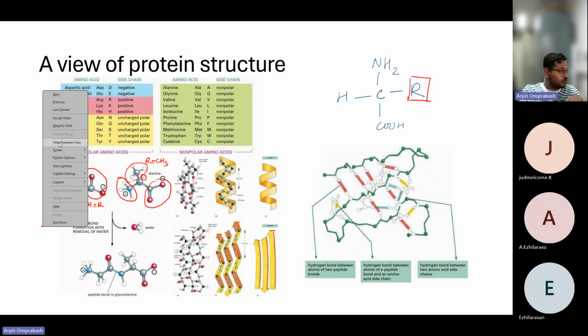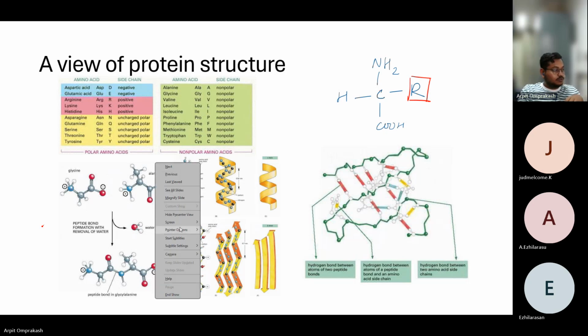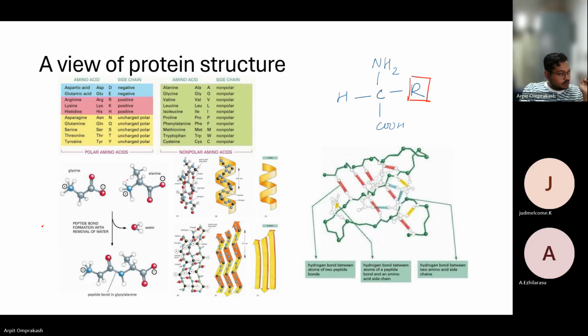So what we'll do here is use it so that it's easy to read. Okay, so basically what is happening here is this part, which is basically one oxygen atom and two hydrogen atoms, separates and forms water, and goes out. And this part joins to this part.